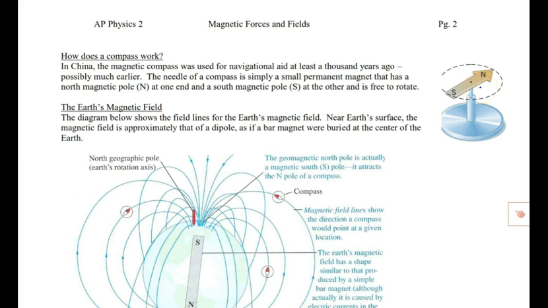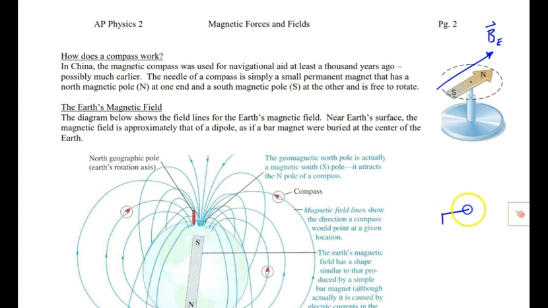So if you want, you could do your own little mini experiment and take a metal paper clip, rub it against a magnet, get it magnetized, and then just put it on a cork and balance it in the bathtub. You'll find that it will always point in the same orientation. It'll point in the direction of the Earth's magnetic field, and so it'll align itself in that direction.